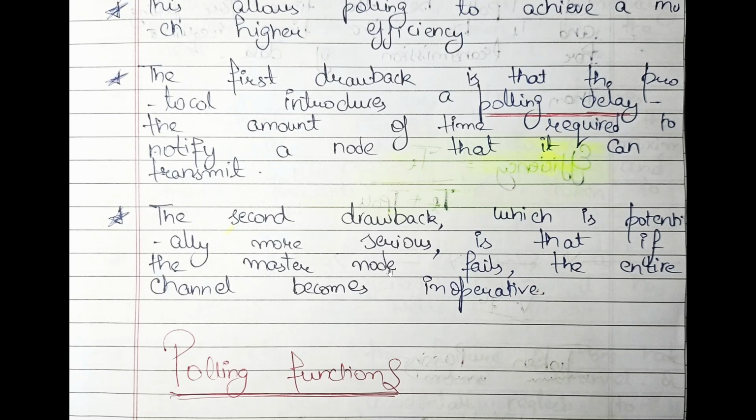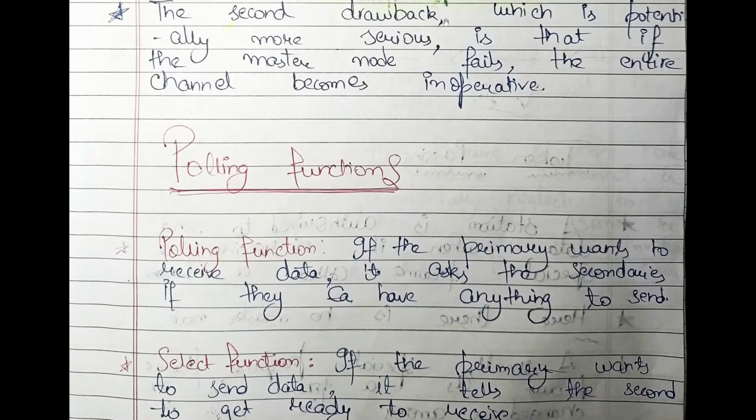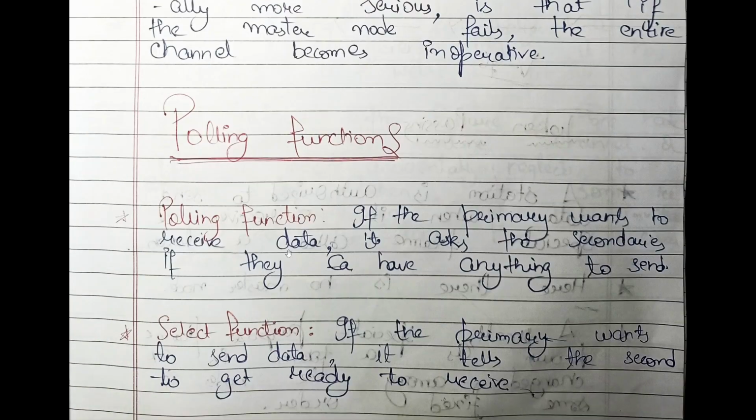So this is actually a serious problem. Now, what are polling functions? The polling function is used if the primary wants to receive some data. If I am a primary node, the master, and the secondaries are its other simple nodes, I will ask the secondaries if they have anything to send.